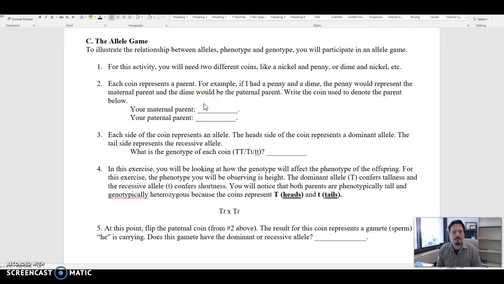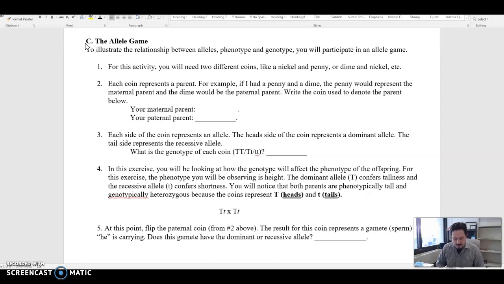We are going to talk about part C of the lab. So this is the allele game. The point of this part of the lab is to illustrate how parents pass on their gametes, their genes, to their offspring. And from that, how we can see the phenotypes or the physical characteristics of the offspring.